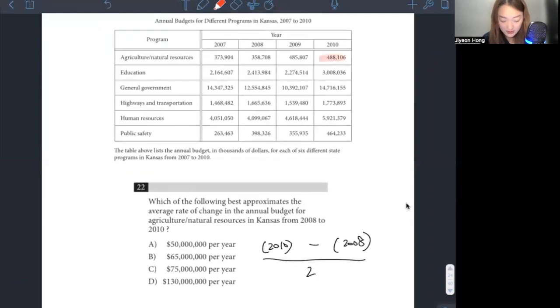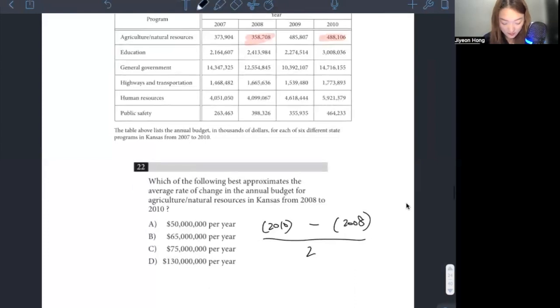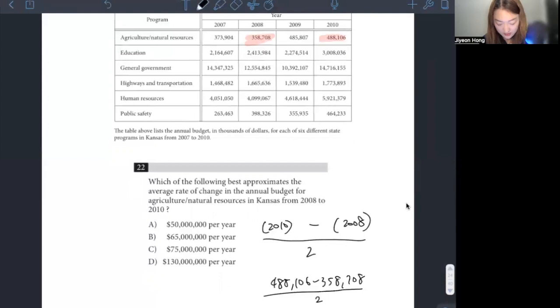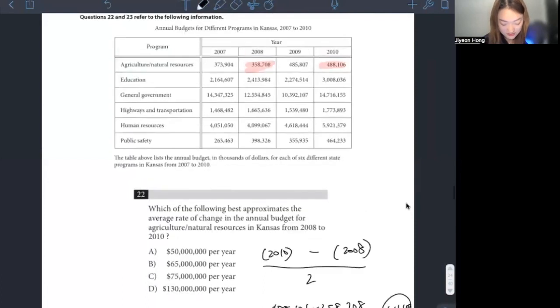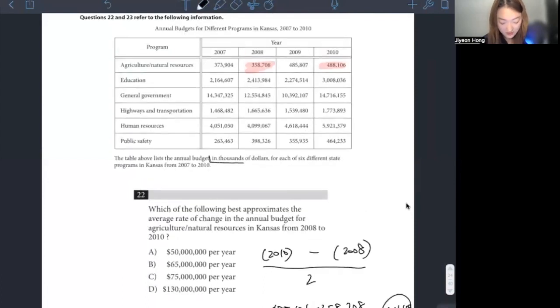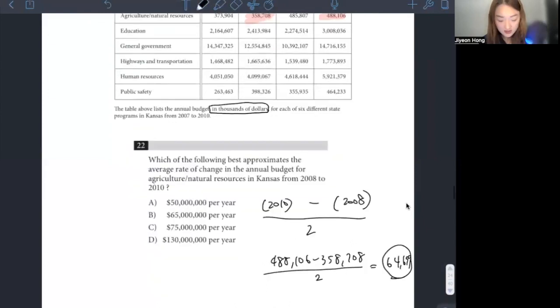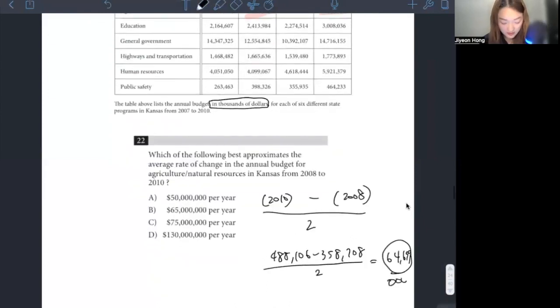488,106 and 358,708. So this should be a simple setup. 488,106 minus 358,708 divided by 2. And we get 64,699-ish, which if you notice, this number is in thousands of dollars, so you should add 3 zeros to there. So when you add 3 zeros, that's closest to answer choice B.